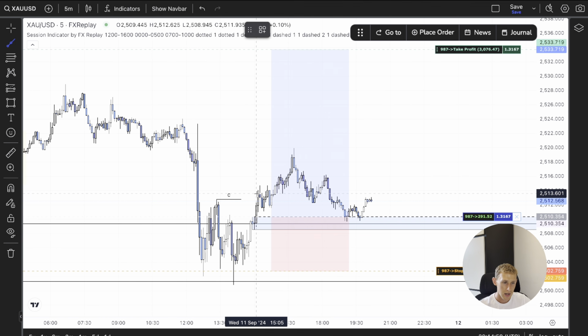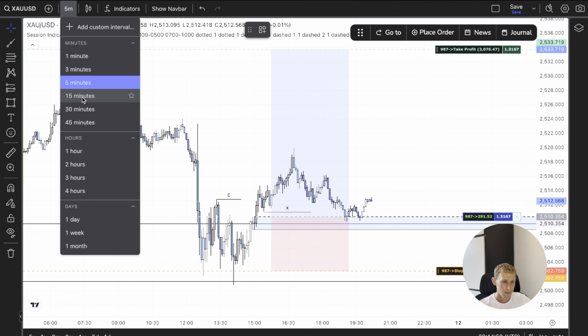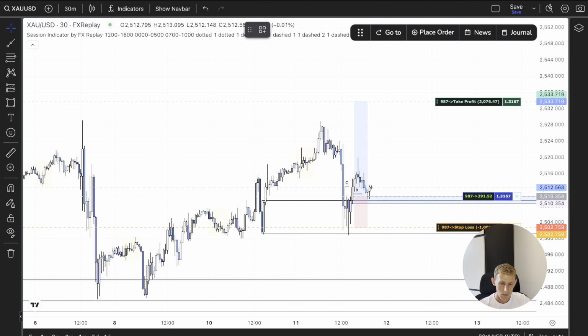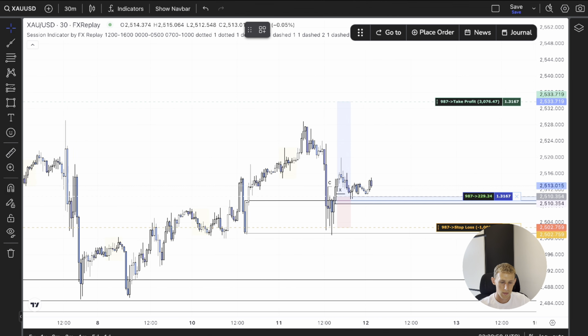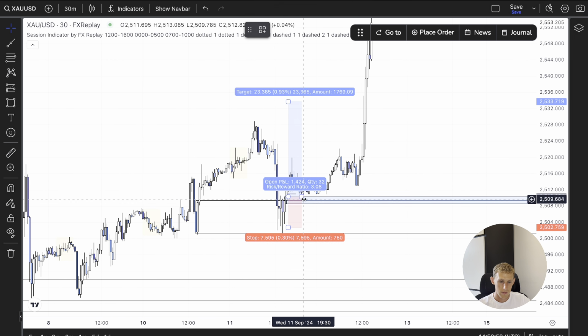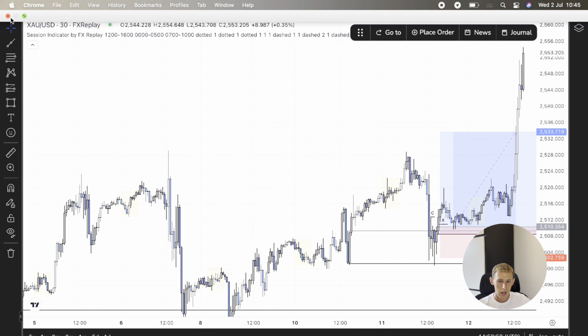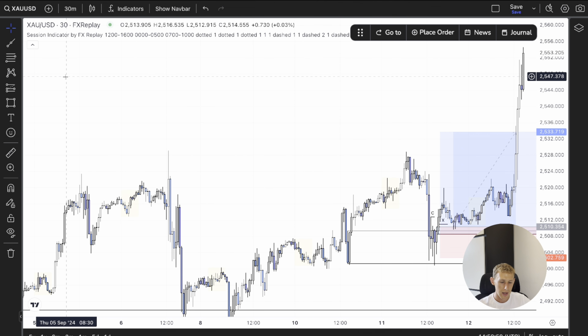There we go, we're tagged in. I like the fact here as well, they did build some liquidity above the demand. Nice, there we go. So TP on that one for 3%. But yeah, nice one guys. So I think I'm going to end this session here.